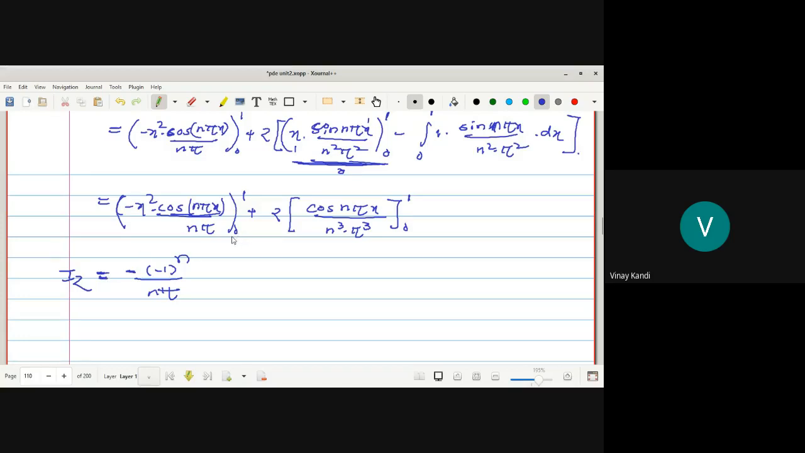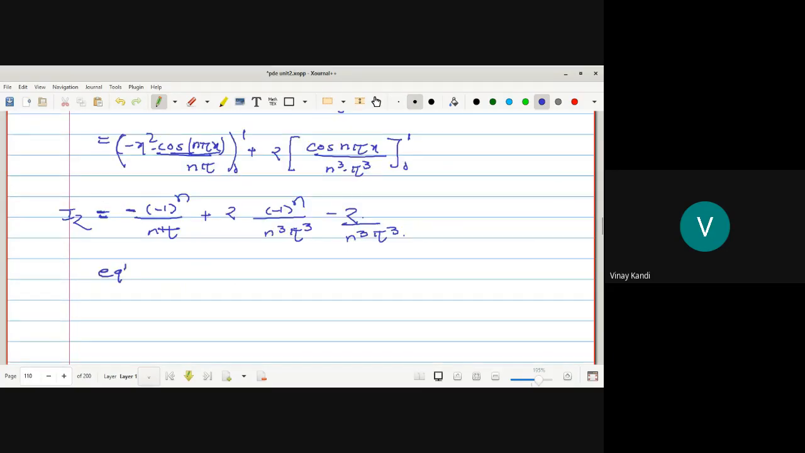ओके, लोअर लिमिट ठेवल्यानंतर काय येईल, हा 0 च येईल. प्लस 2 इंटू अपर लिमिट ठेवल्यावर, x is equal to 1, cos n pi upon n cube pi cube, that is minus 1 raised to n upon n cube pi cube. ओके, माइनस ब्रॅकेट नको. ओके, माइनस लोअर लिमिट 2 इंटू 0 ठेवल्यावर काय येईल, cos 0 1, 2 अपॉन n क्यूब पाई क्यूब. ओके, एनी डाउट? इथून काय डाउट आहे का?